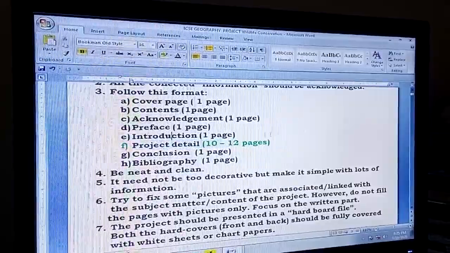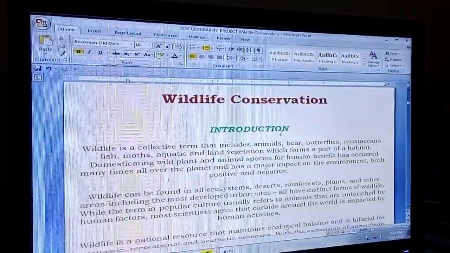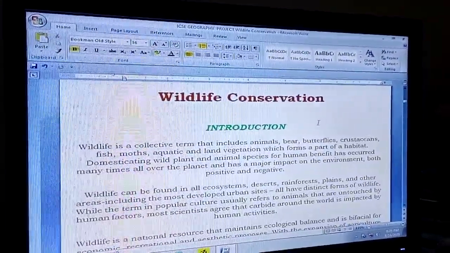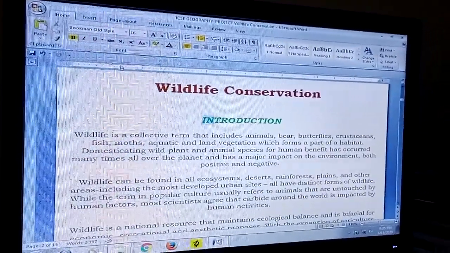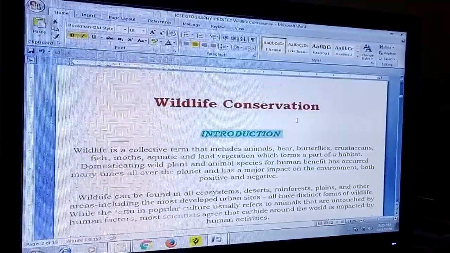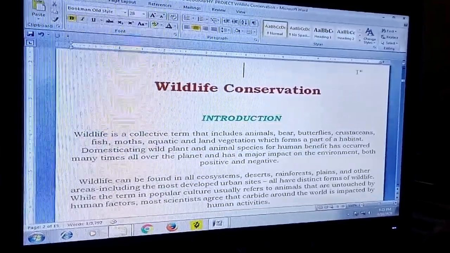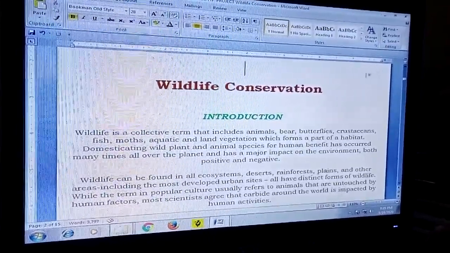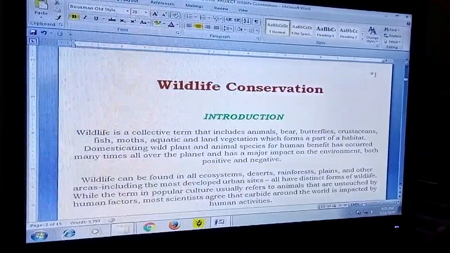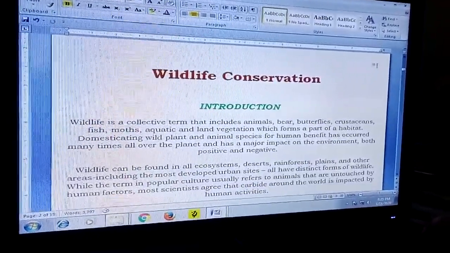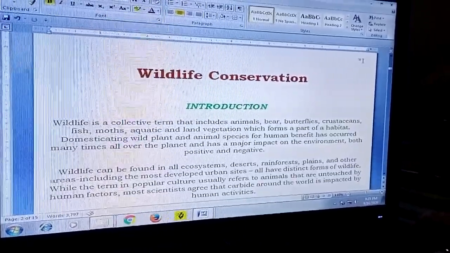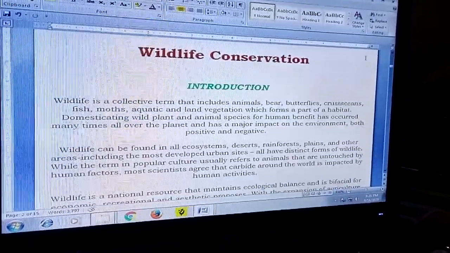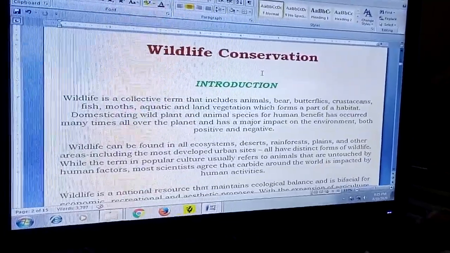So if you take a topic like wildlife conservation, how will you go about it? Obviously, the first is the introduction. Remember, in the corner there will be the name, see the cursor, and there will be the page number. Roughly, I am going fast.